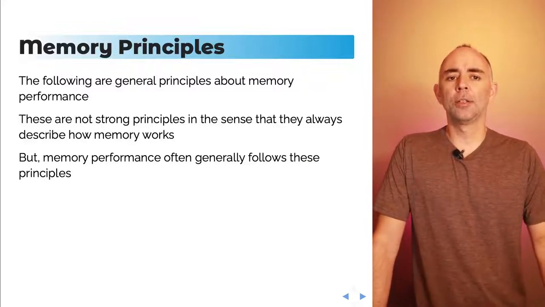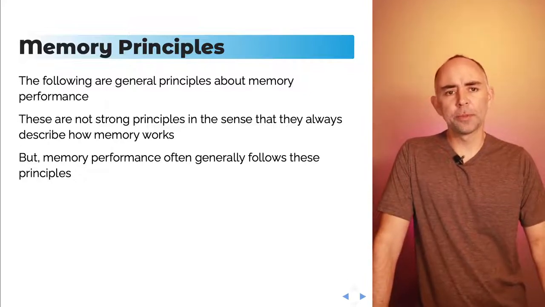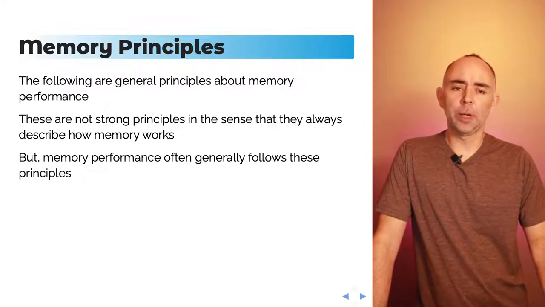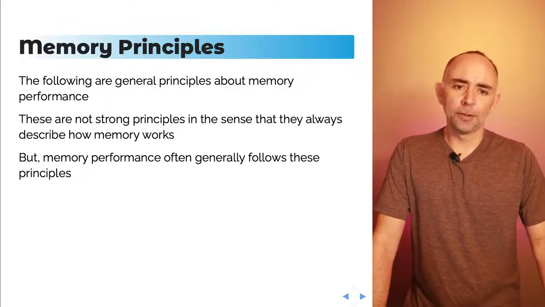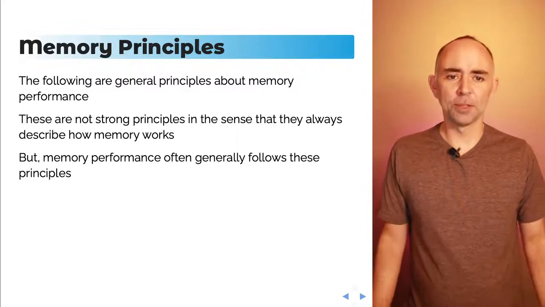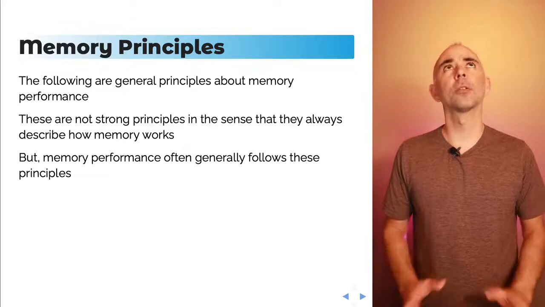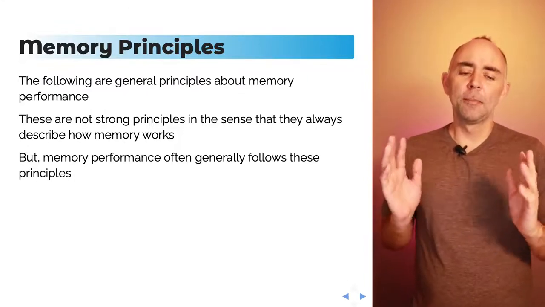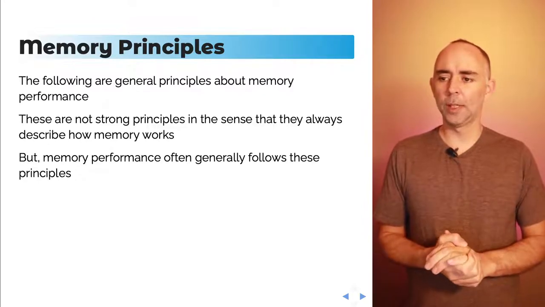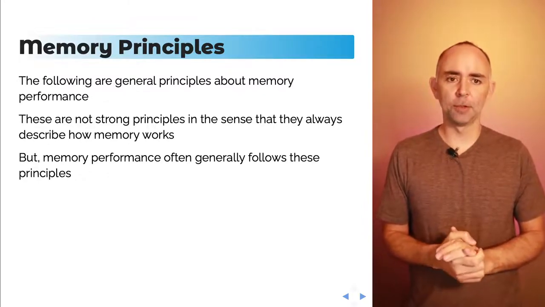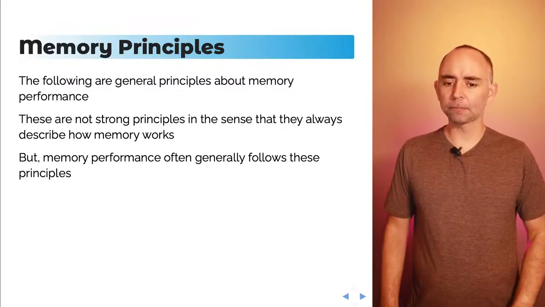Now, these are general principles about memory performance. They're not strong principles in the sense that they always describe how memory works. They're, let's call them, usually the case principles. They describe that memory, based off of research in cognition, we often see that memory performance generally follows these principles.